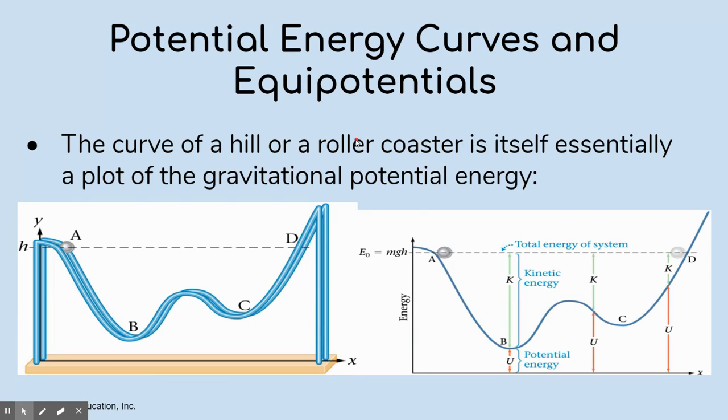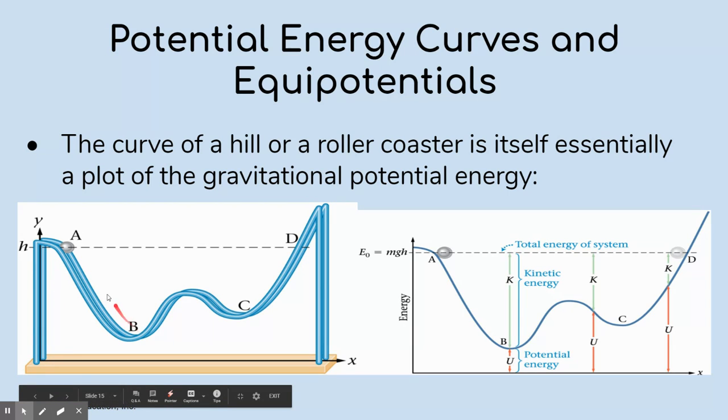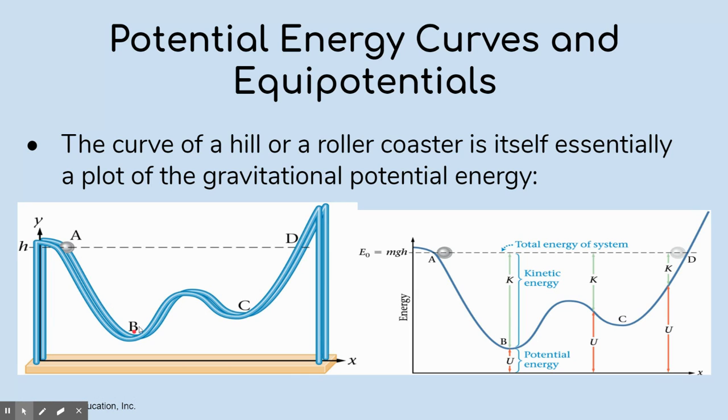We can also look at potential energy on a curve. The curve of a hill or a roller coaster is really just us plotting that GPE, that gravitational potential energy. Some things to make note of on these curves: at A and at D, our speed is 0. Those are turning points. And it's going to be moving fastest at B. Why? Well, that's because that's our largest or steepest hill.